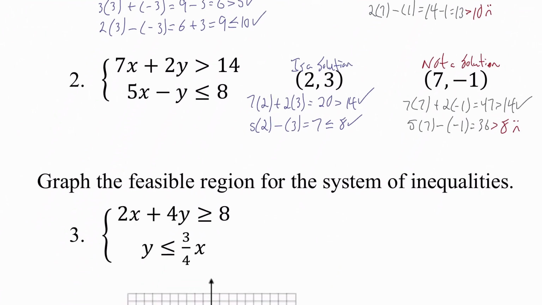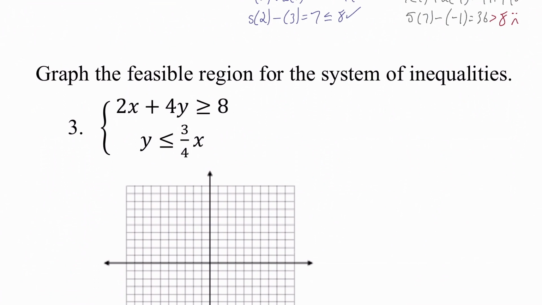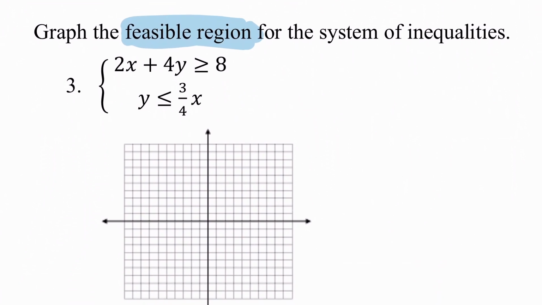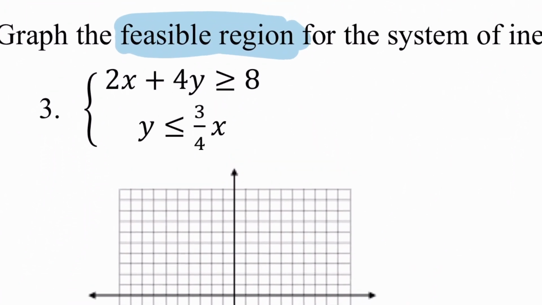Okay, what's next? Graph the feasible region for the system of inequalities. Okay, feasible region, what does that mean? Well, the feasible region is another term for the solution region. It is the region where the ordered pairs that are solutions live. Where is that?